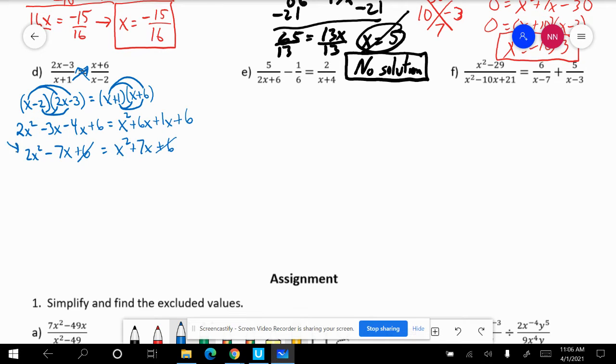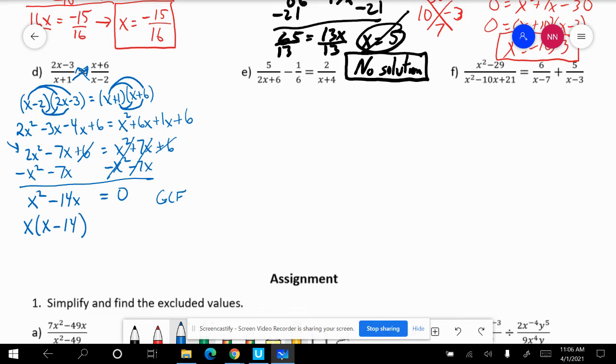Because we have an x squared, what we want is everything on one side. So I'm going to subtract the x squared and the 7x. We set it equal to 0 whenever we solve for quadratics. And we're left with x squared minus 14x. We're going to use a GCF, greatest common factor. And we see that our greatest common factor is x, and then we have x minus 14. So our two answers, 0 and 14.